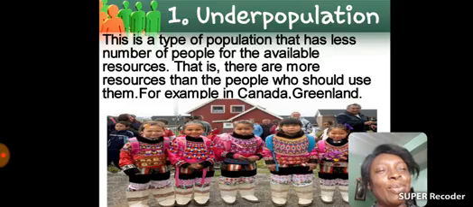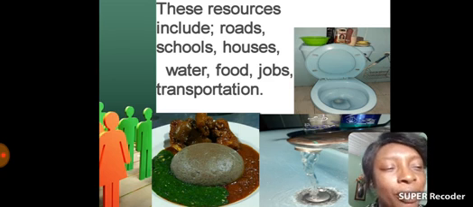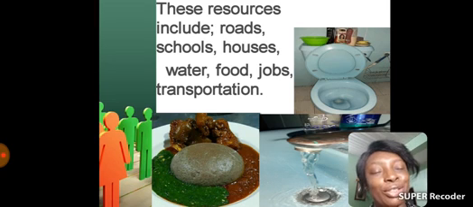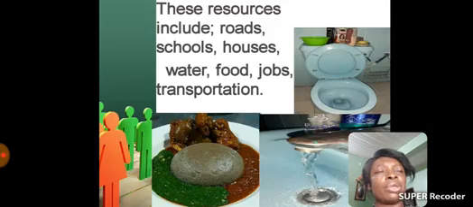Now let's move on. Now, what are these resources? Now you can see these are my own resources in my house: my plate of food, my tap running, the toilet, just to show us a few of them. We have water, houses, schools, roads, electricity, transportation, jobs, and the rest. These are the resources that are available for individuals.